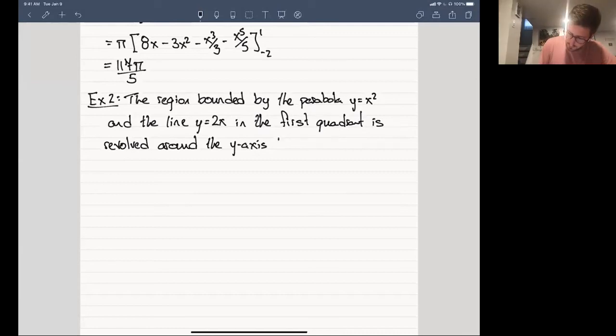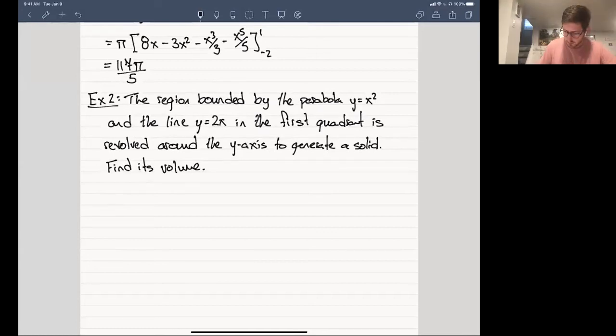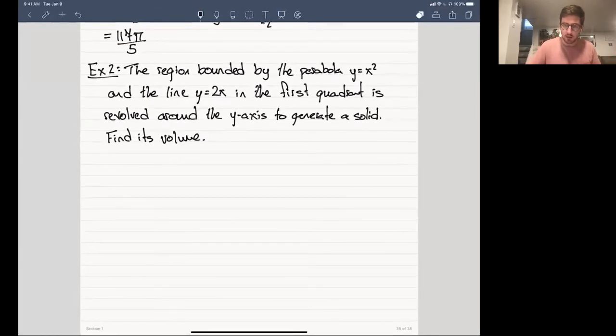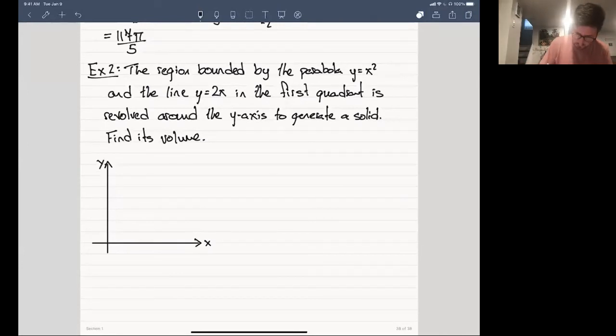To generate a solid. And so, of course, the question is, find its volume. Okay, so the first place that we're always going to start here is with a little sketch. Again, I am not exactly offering up an artist rendering here, but I hope you appreciate the sketch nonetheless.